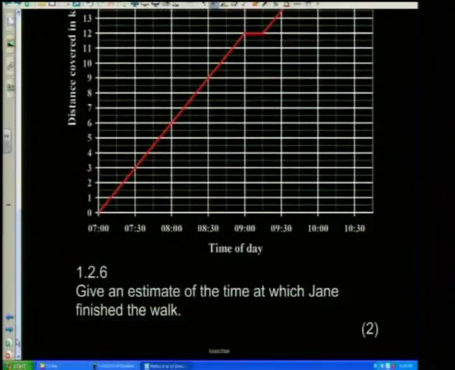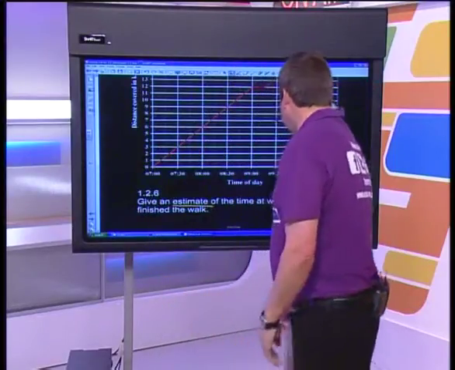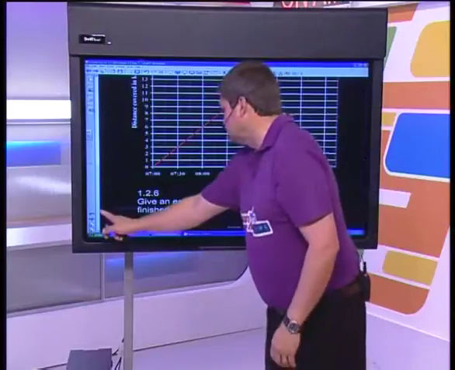Our next one says this. Give an estimate of the time at which Jane finished the walk. Now, it does ask us for an estimate, and the fact that it asks us for an estimate tells me quite clearly I'm not going to be able to read that answer accurately off my graph. So it's got to be an estimate. So let's have a look. What time does she finish the walk?